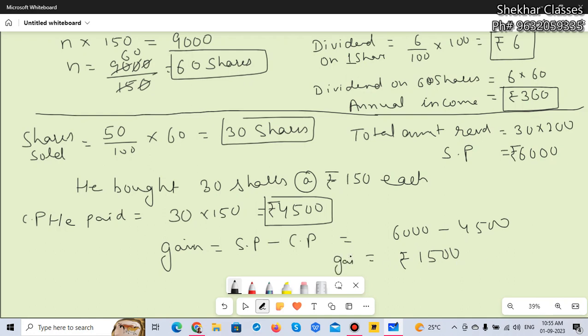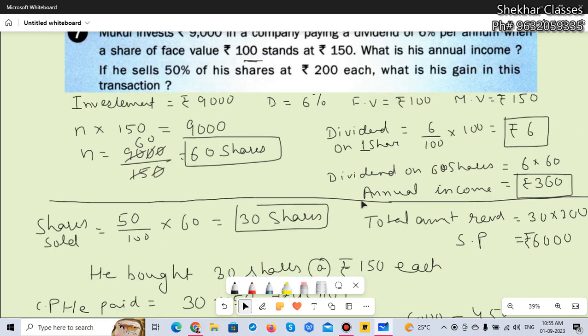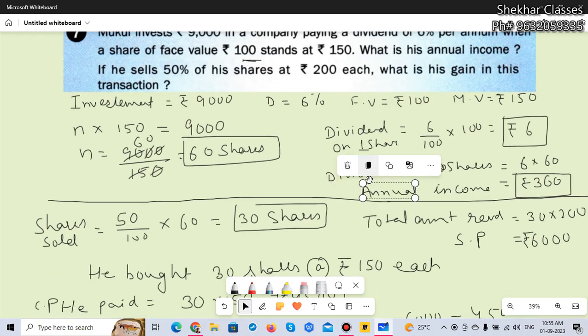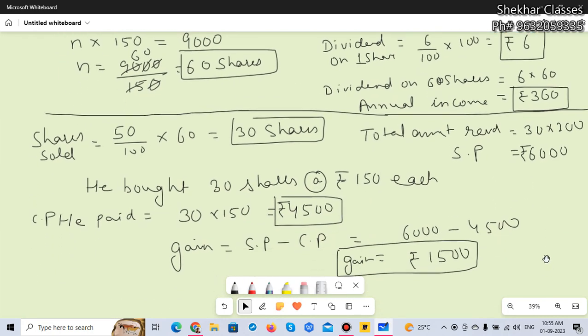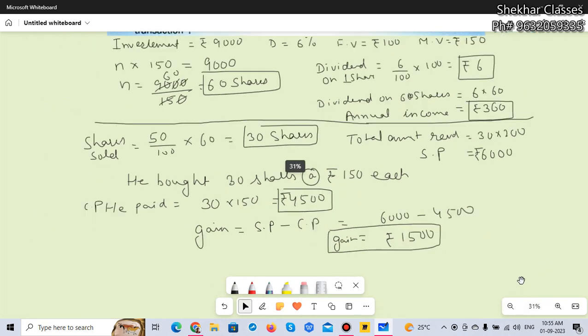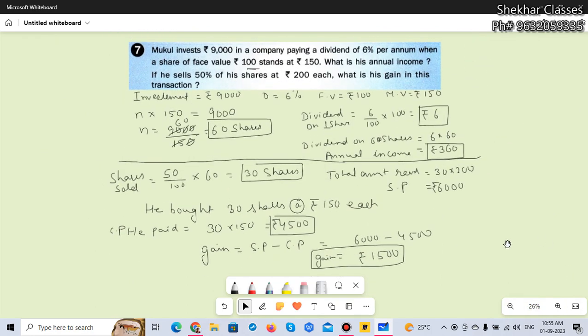This is the answer for the next part of the question. What is the next part saying here? How much did he gain overall? The question was, what is the gain in this transaction after selling 50% of the shares at 200 each? So the gain is 1,500 rupees, and this is the answer for the question. This is the second answer, and this was the first answer.